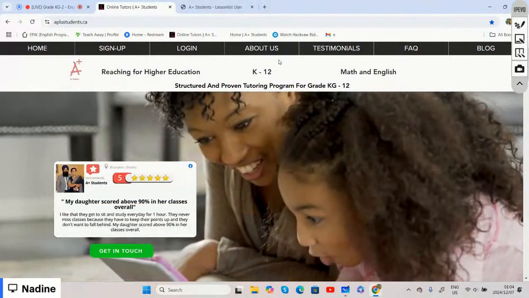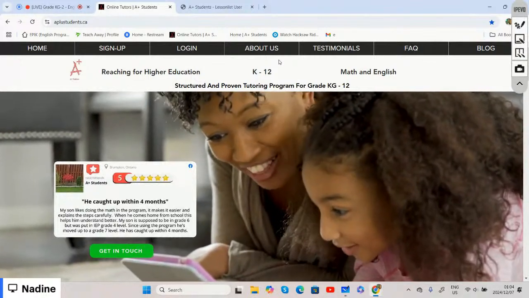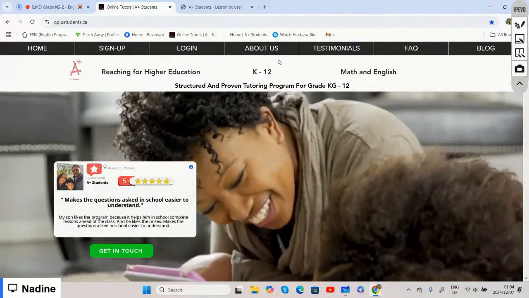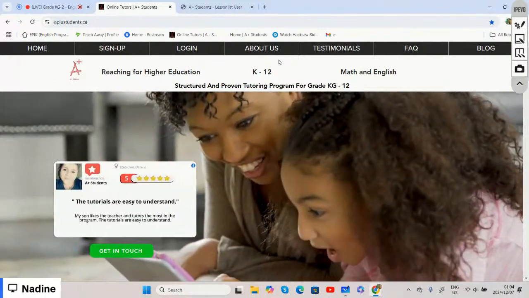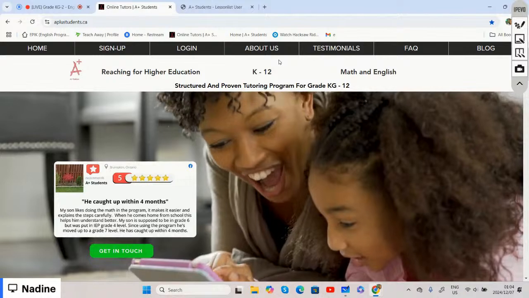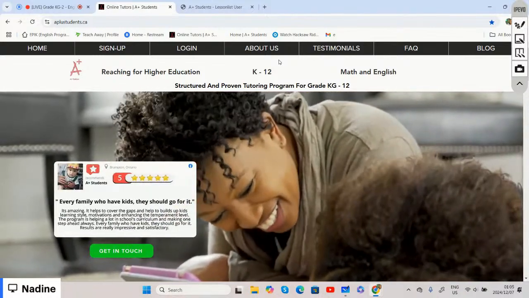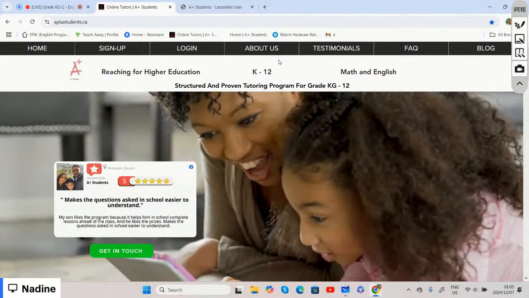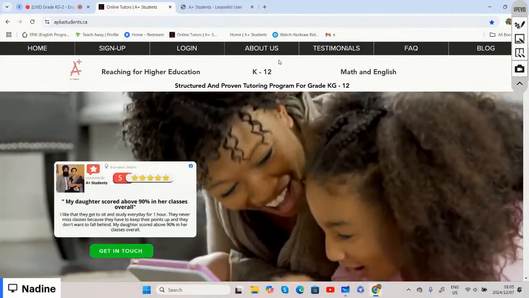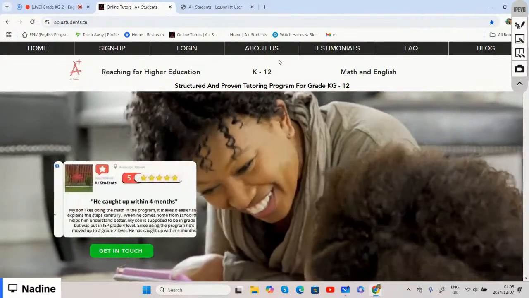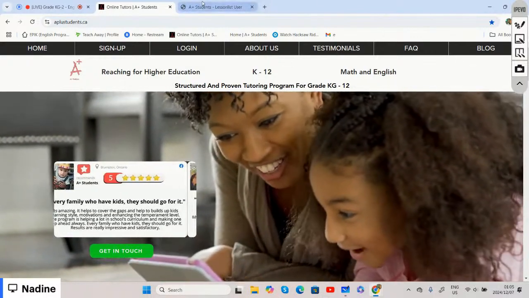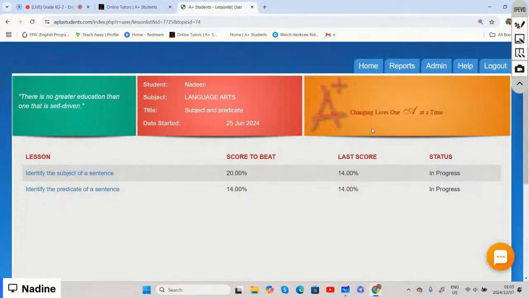And before we start, we're going to log on to aplusstudents.ca. Once we've logged on with our username as well as our password, we're going to select the subject of English language arts. We're doing grade kindergarten to 2. And then we're going to scroll down until we get to our chapter of subject and predicate.